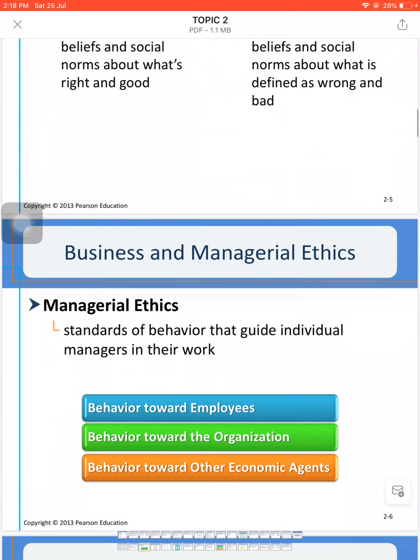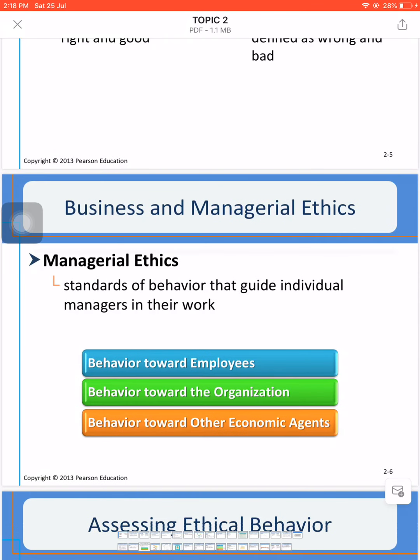Okay, next we go to business and managerial ethics. Managerial ethics are standards of behavior that guide individual managers in their work. This covers behavior towards the employees, behavior towards the organization, and also behavior towards other economic agents. So managerial ethics are the standards of behavior to guide individual managers in their work, how we guide managers to lead the organization.